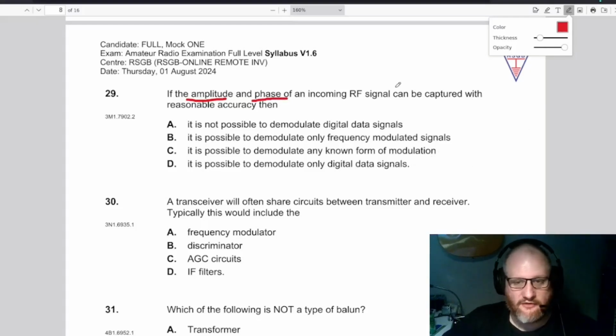So we can see this is talking about the amplitude and phase of an incoming RF signal, and you may have seen in the full manual this idea of an IQ signal, or I and Q signal. The I representing in phase, that's going to represent the amplitude of a signal, and the Q, which is an out of phase version of the original signal. And using those two, it is in fact possible to demodulate any known form of modulation.